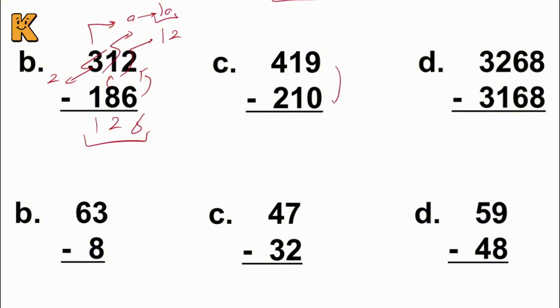Let's do it over here. This one is simple. I don't need the borrowing method. 0 subtracted by 9 is equal to 9. 1 subtracted by 1 is 0. And 2 subtracted by 4 is 2. 209.